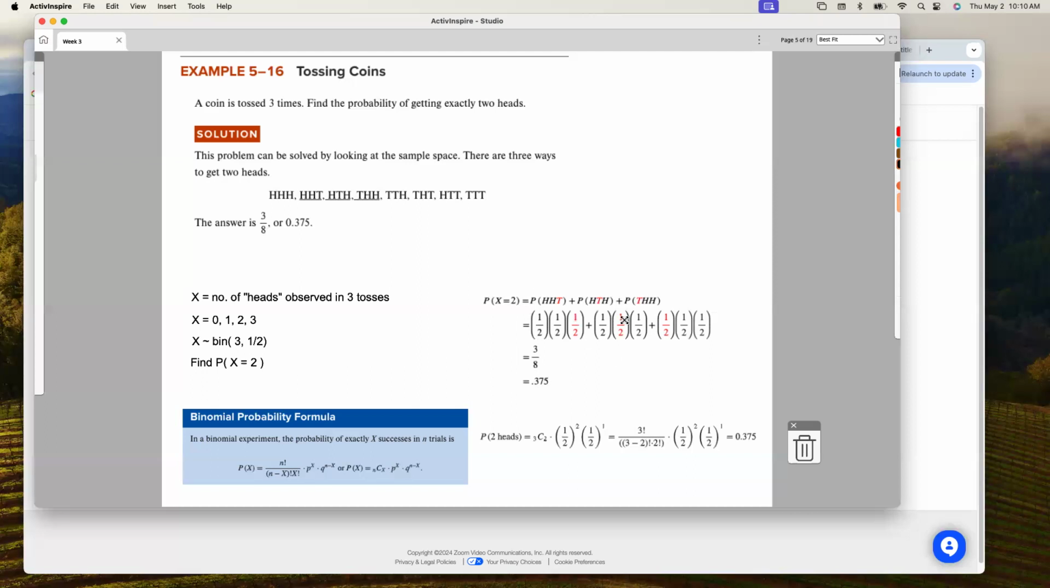And you're saying, well, that's a little bit more work than maybe doing this. And you're right. But later on, when we get more trials and n grows, so to speak, the number of trials grows, this is going to get a lot more complicated. So this is going to be a much superior way of calculating these.